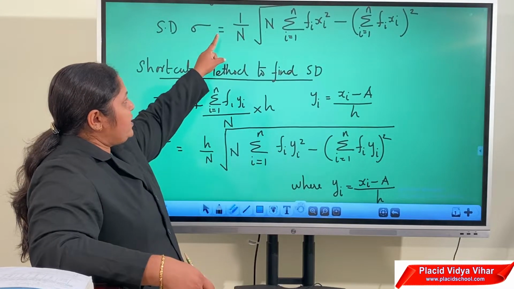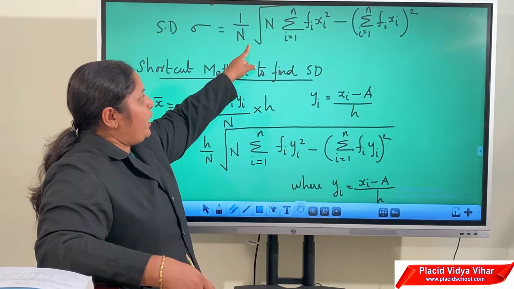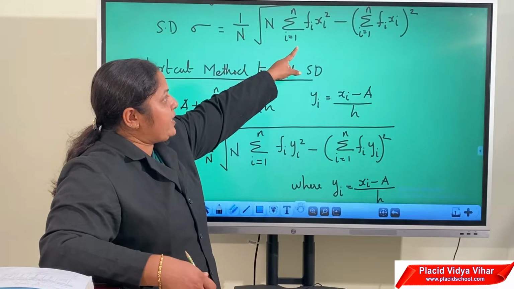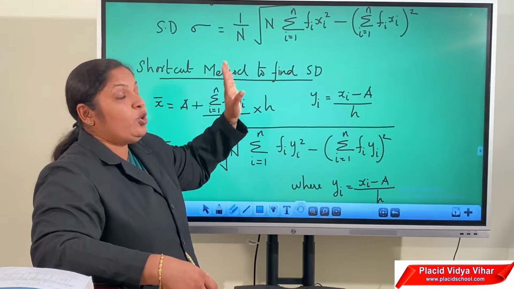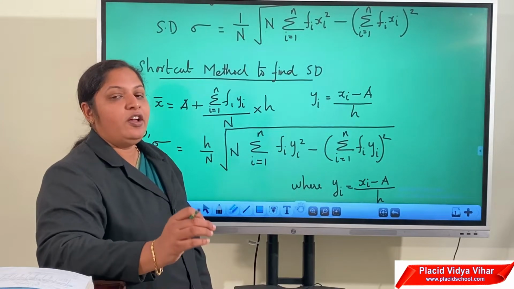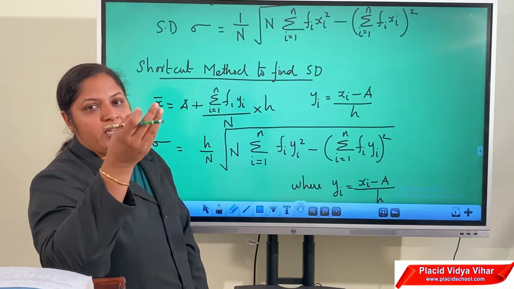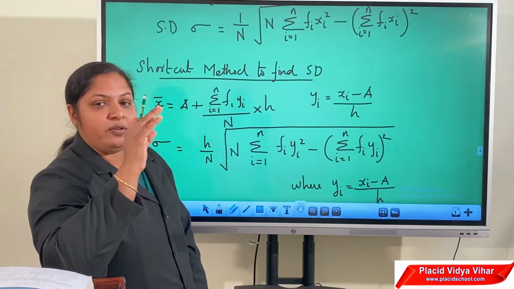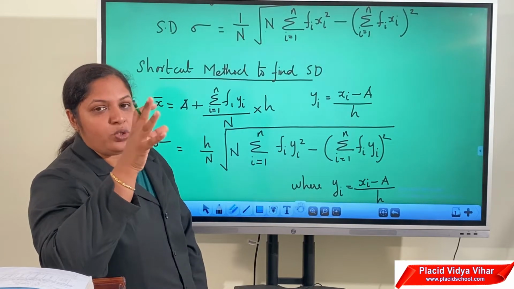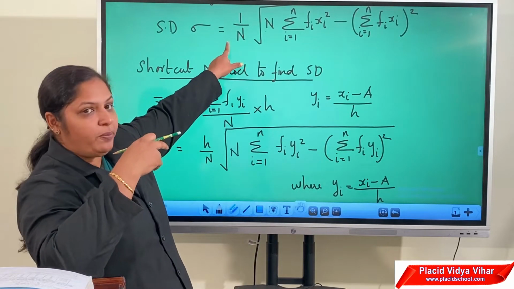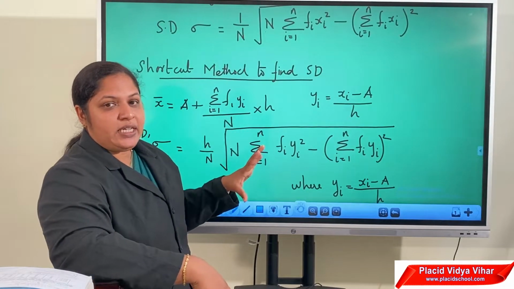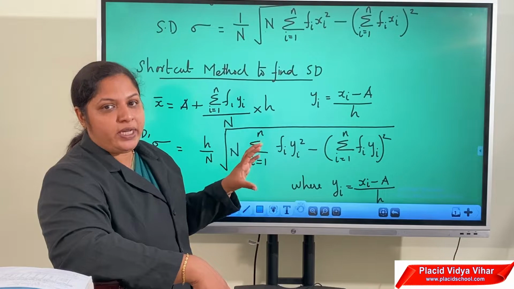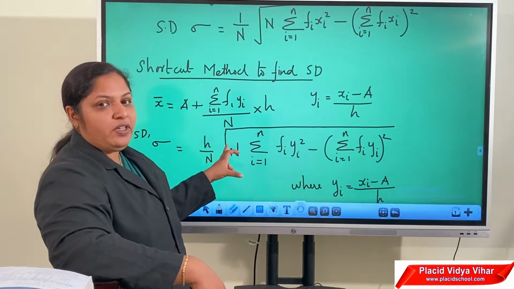See, look here, it is 1 by n into square root of n into sum of fi xi square minus sum of fi xi the whole square. There we don't take the deviations because the values in the data set may be small. So calculations are maybe easy there. Then in those type of questions we can use this first formula, and when the data set is a big data set, that means when the numbers are too big, then you can go for the step deviation method.